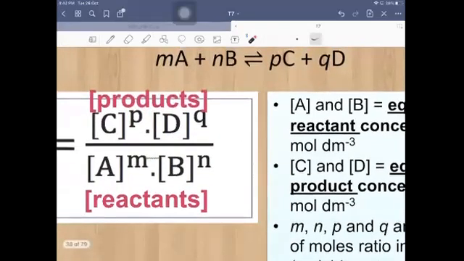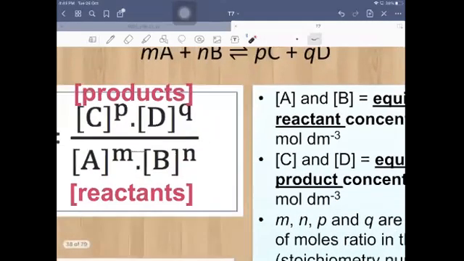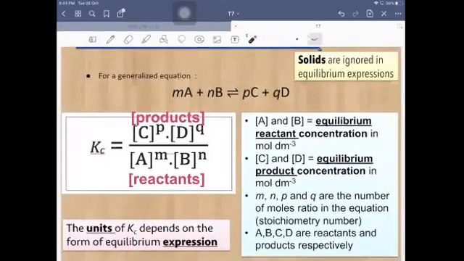Over the concentration of reactants, concentration written as square bracket A, raised to the power of M, and concentration of B raised to the power of N. So we always have the concentration of products raised to the power of their stoichiometric ratio over the concentration of reactants. Now, concentration has the unit mole per dm cube. This is important, okay? So if we're talking about concentration, the unit is mole per dm cube.